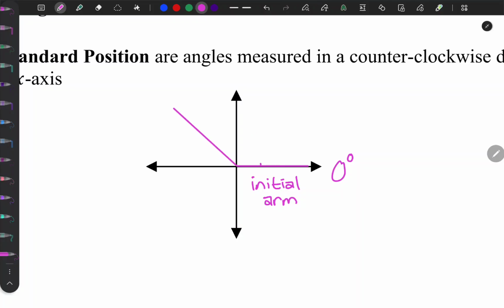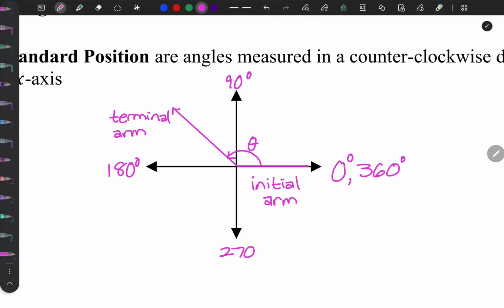So we have an angle going in a counterclockwise direction. Let's label that one theta. It starts at the initial arm, it ends at the terminal arm. One full rotation all the way around all four quadrants would be 360 degrees. Halfway is 180, half of that is 90, and then halfway between 180 and 360 is 270.